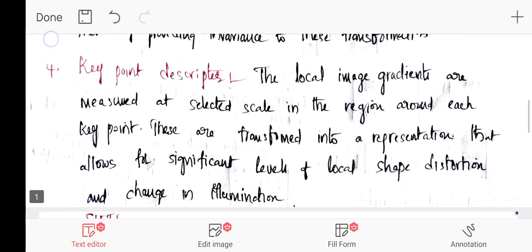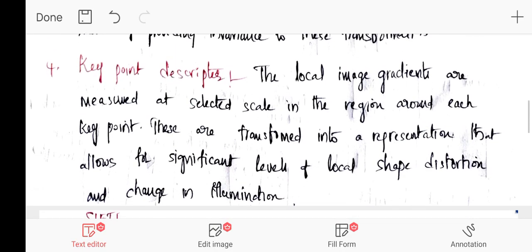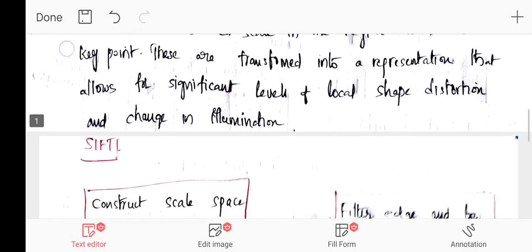And the fourth one is key point descriptor. Key point descriptor means that the local image gradients are measured at a selected scale in the region around a key point. If you take any key point, around that key point location you have to calculate the image gradients. Within the image gradients you assign the corresponding directions to each sub image, and you can represent the corresponding key point descriptor. Those are the four steps.